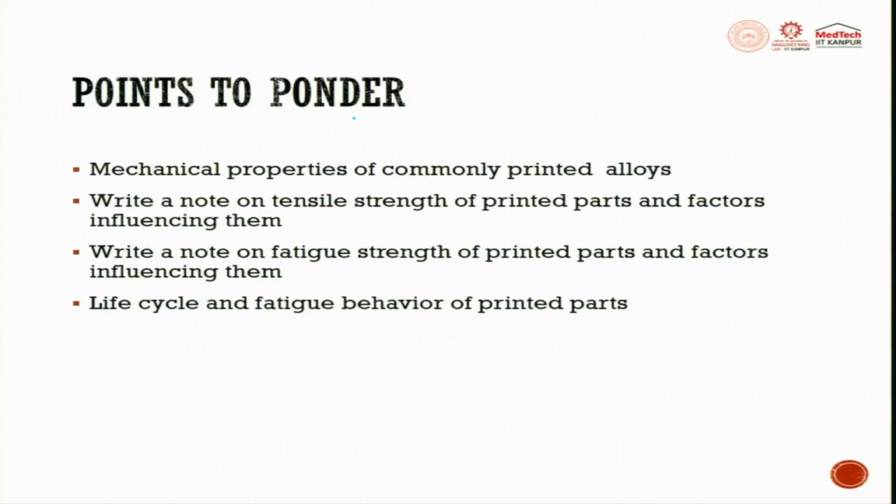So, in this lecture what we saw was the mechanical properties of commonly printed alloys. We also wrote a note on tensile strength of printed parts and factors influencing them. I have given you 2-3 assignments in between, which you will use for your self learning, and you also make a note on tensile behavior. So, tensile strength Ts for a bulk and for an AM part. Try to do it. Look and discuss in terms of mechanical property and microstructure. Make a note of it. So, this will give you more insight about it.